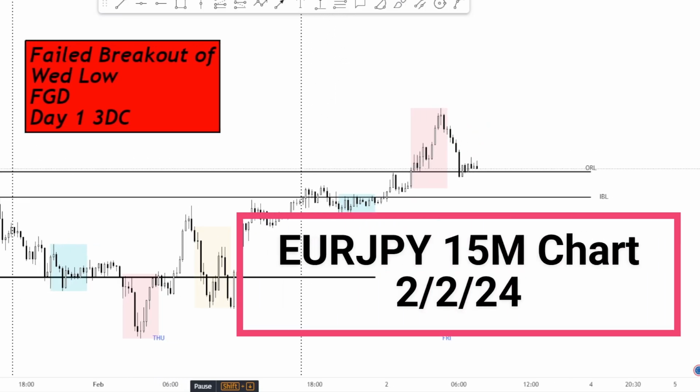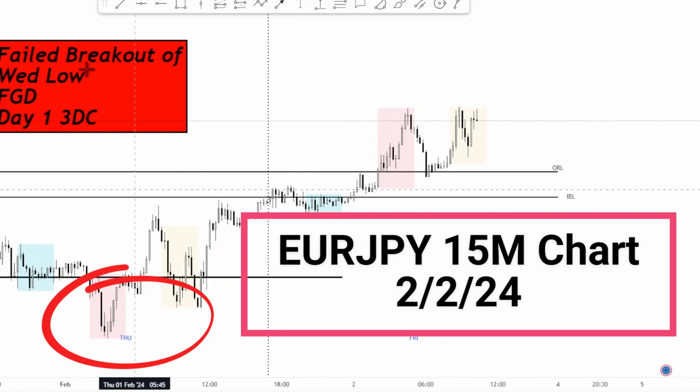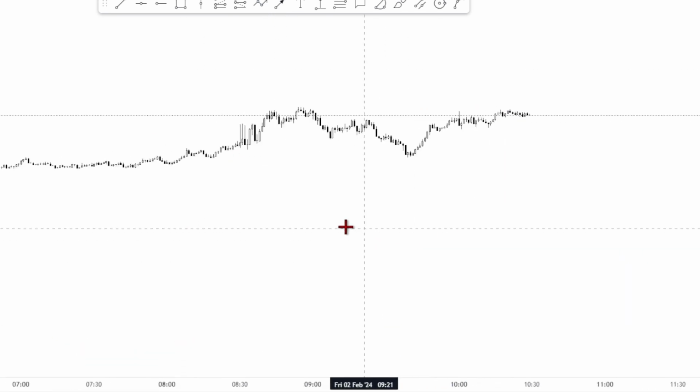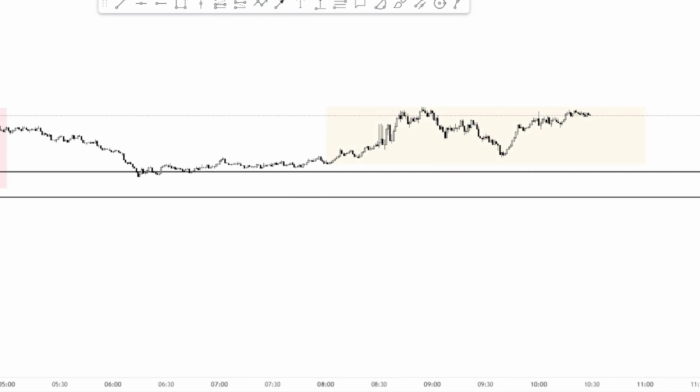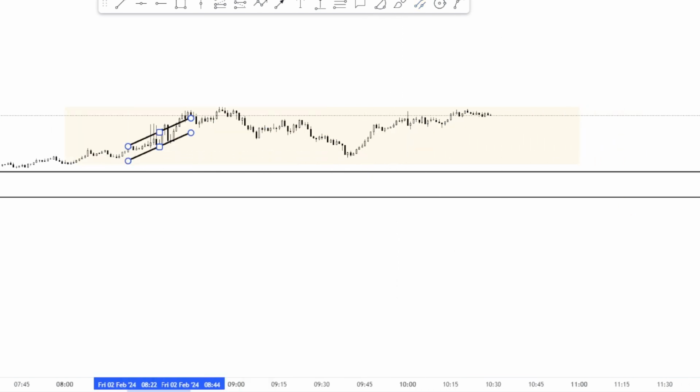On this example of EURJPY, notice the failed breakout at the low of the current week. Then you also get a first green day after that large dumping day. And then today, on Friday, we had non-farm payrolls in the New York session, waiting for that news event to play out. You can see the pattern that is formed.